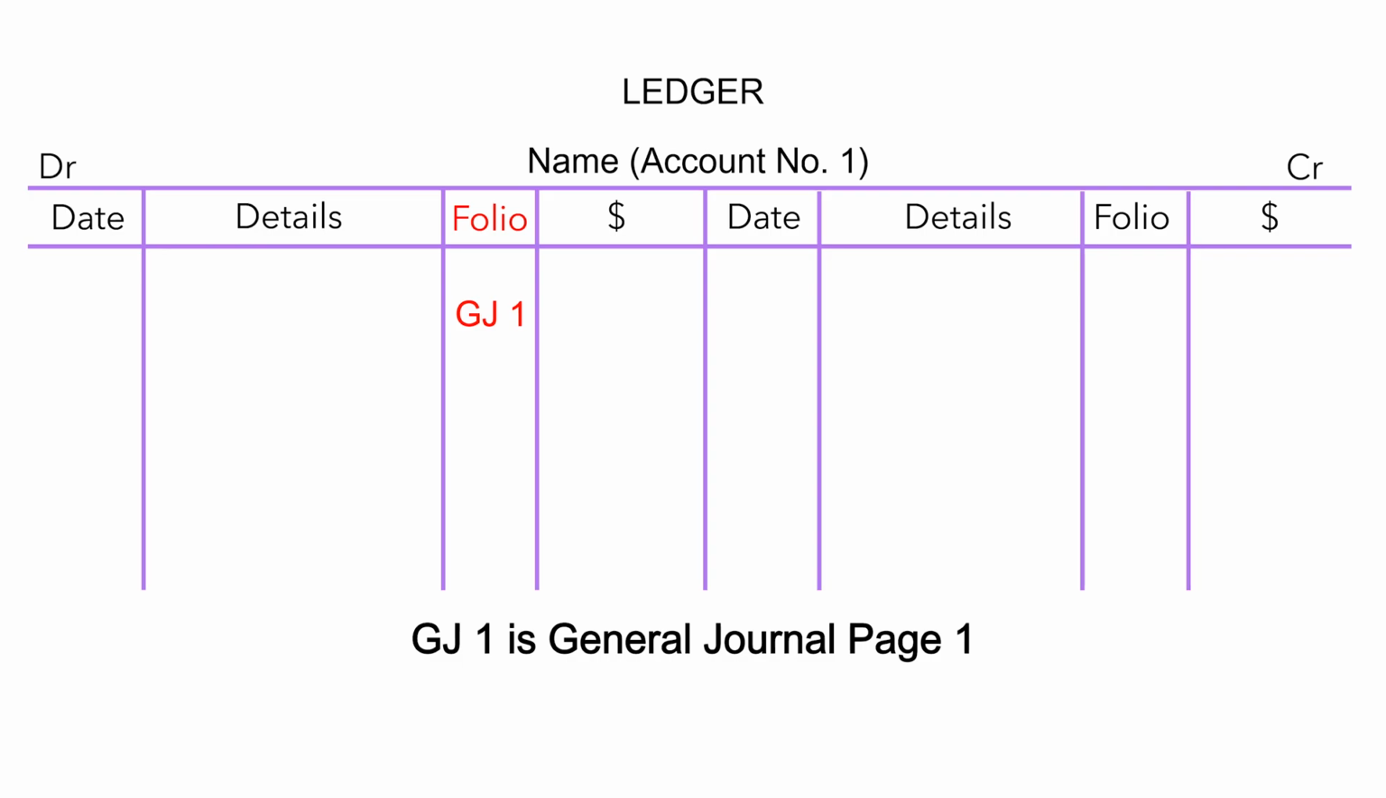GJ1 is General Journal page 1. CB1 is Cash Book page 1. SJ1 is Sales Journal page 1. PJ1 is Purchases Journal page 1.